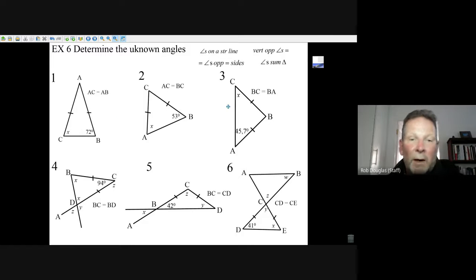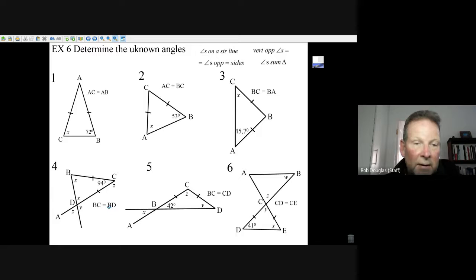The first three questions are pretty darn easy because I'm just showing you that the sides are equal with these two marks. And I'm telling you that AC equals BC. Well, that means if you've got one angle, the other angle just has to be equal. And so the first three questions are pretty easy. But the next questions maybe aren't so easy.